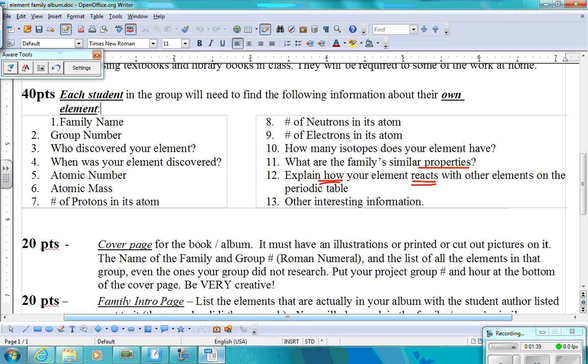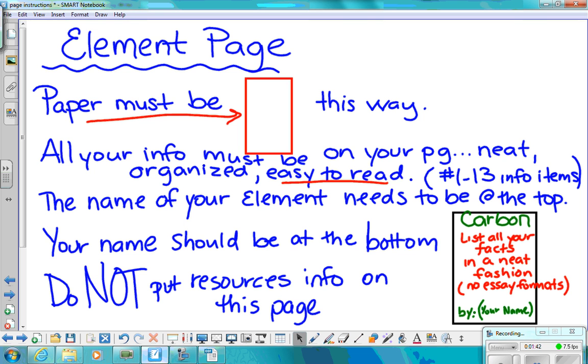Okay? So, back to this. You should put the name of your element at the top in big letters. And then at the bottom of your page, you should put your name as the author. Okay? And then all in between, in any fashion that you want, whether you're making charts, writing it diagonally, straightforward, bulleting it, you can kind of design it however you want. The only thing I do not want is one big fat essay type format where it's all clumped together. It's not very interesting to read when it's like that. Okay? So be very creative with that.